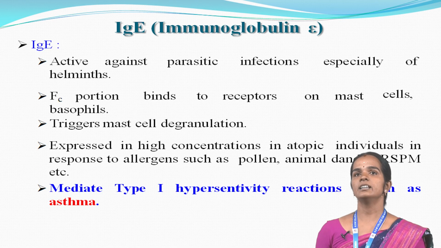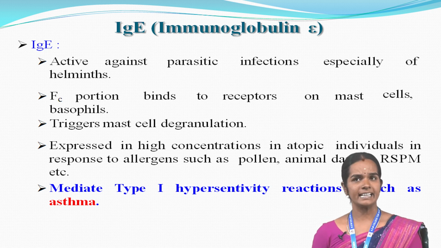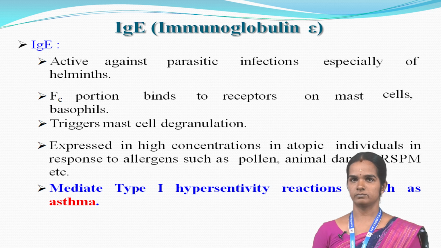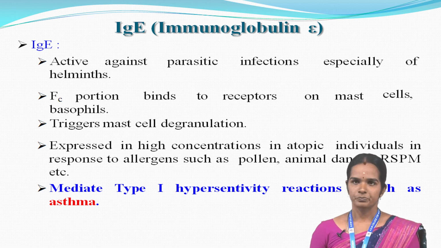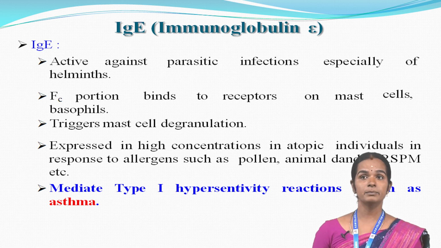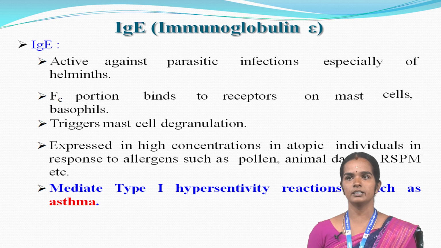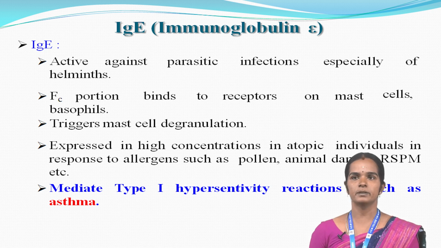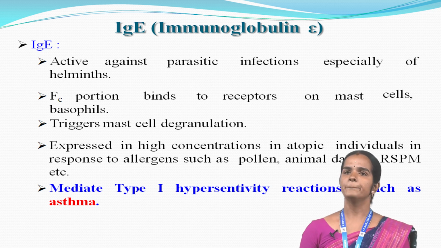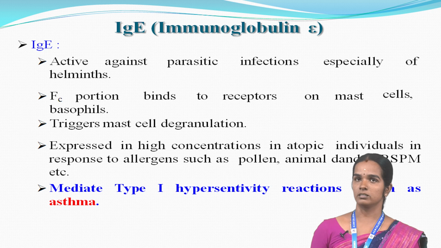Then next we see immunoglobulin E. It is active against parasitic infection, especially helminths. It binds to receptors on the mast cell surface and triggers mast cell degranulation. It is expressed in high concentration in atopic individuals in response to allergens such as pollen and animal dander. It mediates immediate type hypersensitivity reactions such as asthma.